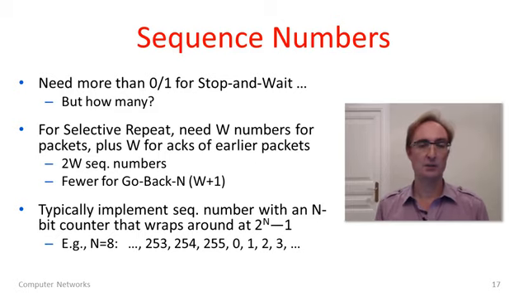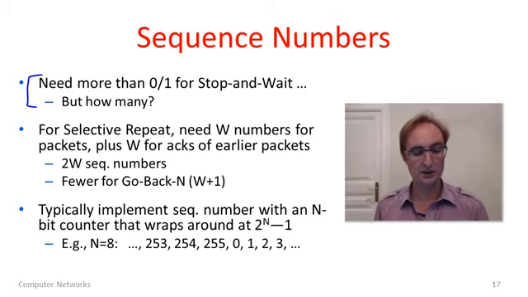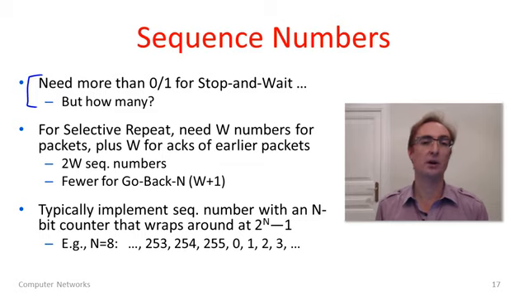Okay, so now you've seen the sliding window operation for a couple of these variations. One more detail I need to tell you about the sliding window is the sequence numbers. Remember, for stop and wait, we simply needed two sequence numbers, 0 and 1, and we can alternate between them. That's not going to work for a sliding window of size W, because there can be more than 2 packets in the window, and we need different sequence numbers for every packet in the window at least. So how many sequence numbers do we need?